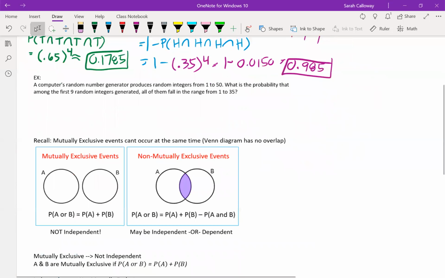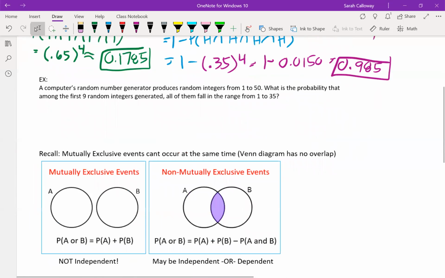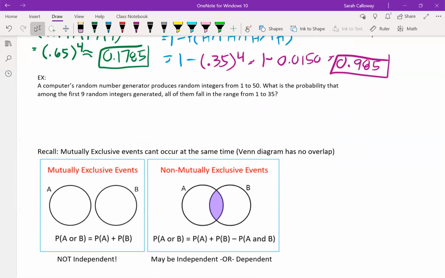The next one's a little bit different, but we're still using the multiplication rule for independent events. So we have a computer whose random number generator produces random integers from 1 to 50. They want us to find the probability that among the first 9 random integers generated, all of them fall in the range of 1 to 35. So we want the probability that we get 9 numbers and they're all 1 to 35 in that range.